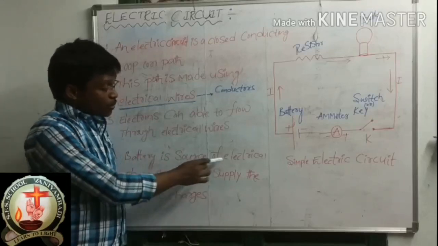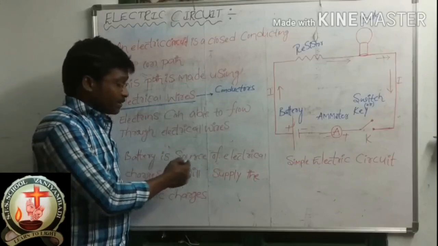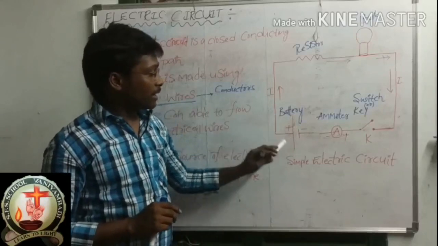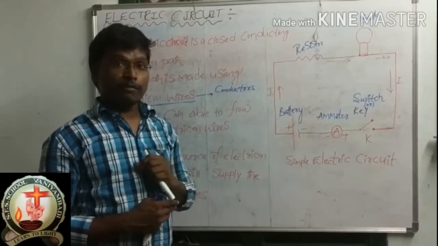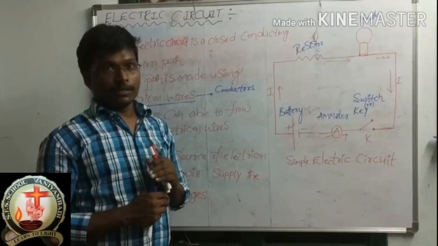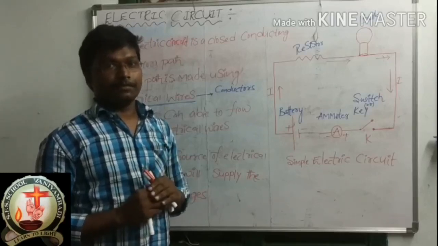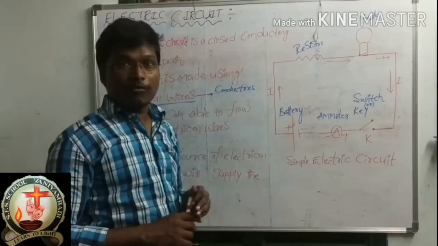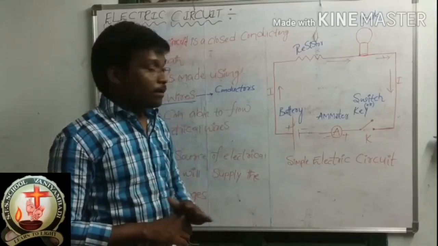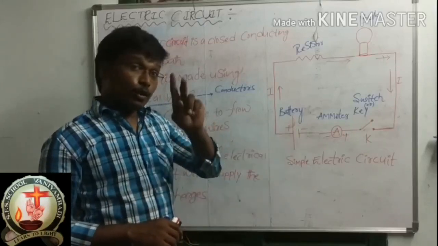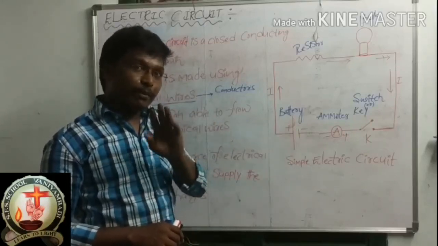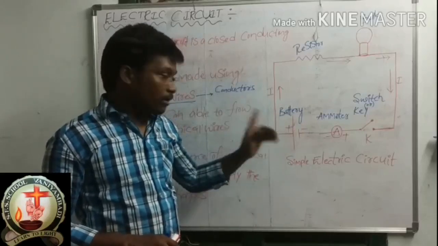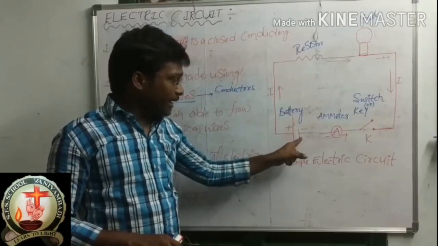My fourth point is here: the battery is a source of electric charges. So in our circuit, this is the battery. This is the source of electric charges. Please listen here. This battery has two ends, two terminals. This is the positive terminal and this is the negative terminal.